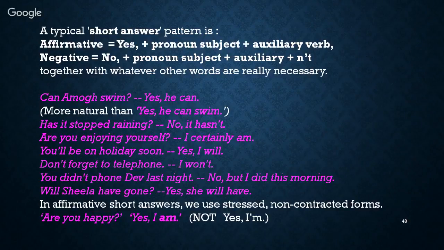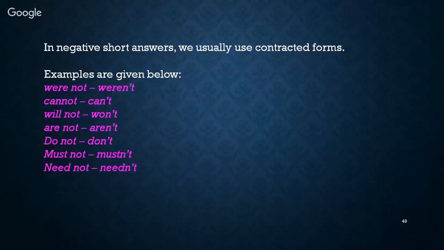In affirmative short answers, we use the stressed, non-contracted form. Are you happy? We say yes, I am, not yes, I'm. In negative short answers, we usually use the contracted form. Examples: were not, weren't; cannot, can't; will not, won't; are not, aren't; do not, don't; must not, mustn't; need not, needn't, etc.